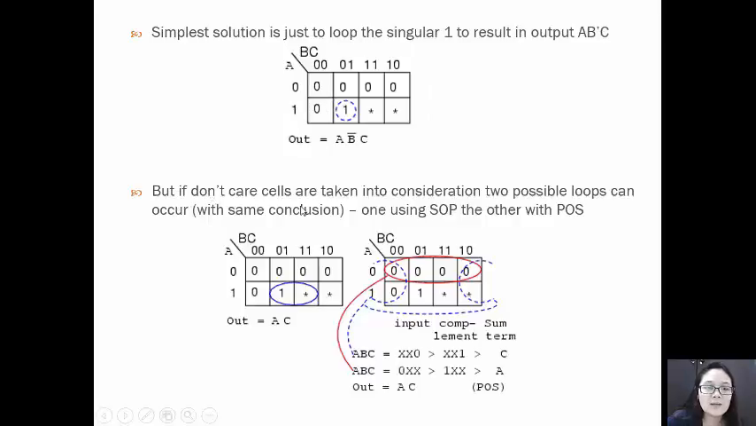But if don't care cells are taken into consideration, two possible loops can occur, one using SOP and the other with POS. Here we consider this as 1. So we'll group these two as a two variable grouping. So the output will be AC. AC means like this one at A, and this one 1, 1, C.